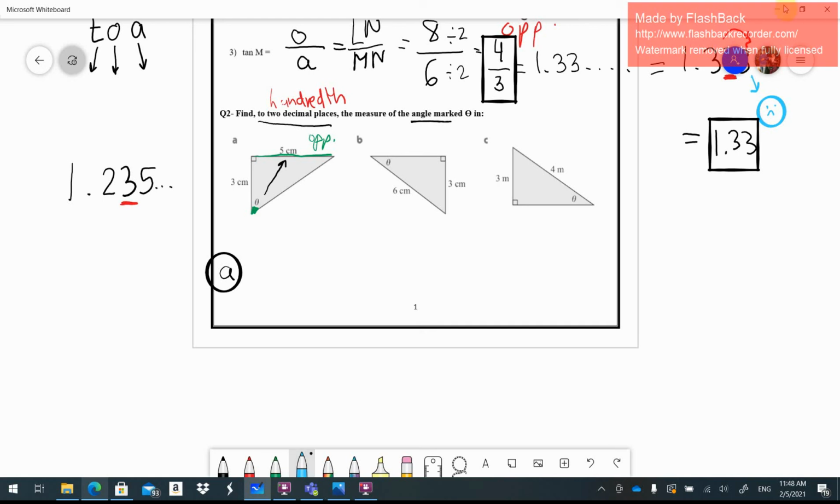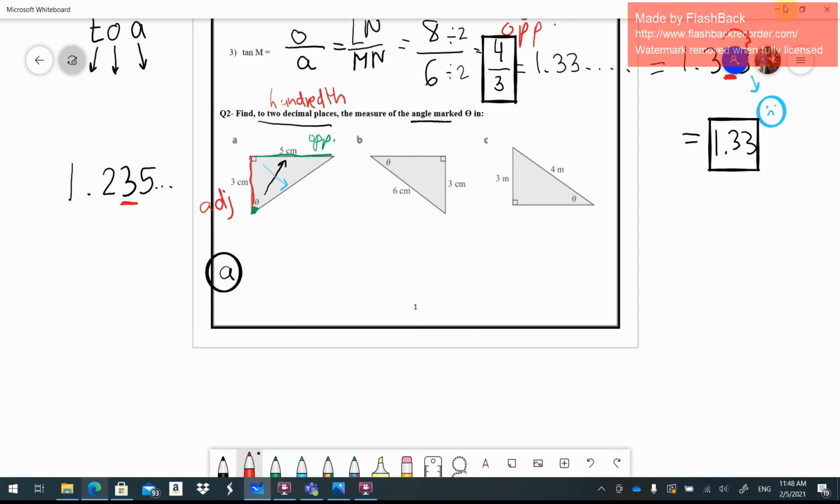Now, what is the 3 centimeters? It's not the hypotenuse. The hypotenuse is the side facing the 90 degrees. So this is not the hypotenuse. Let's see. This side is the adjacent because it touches the angle. You see, it touches the green angle, theta, and it's close to it. This is the adjacent side. So the adjacent side is 3 centimeters.